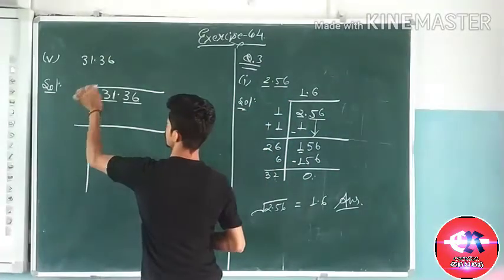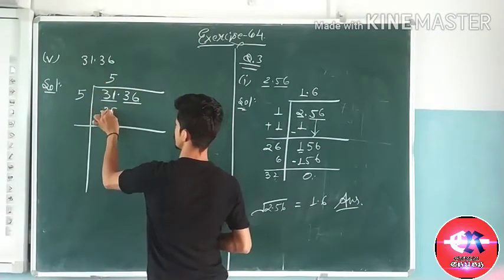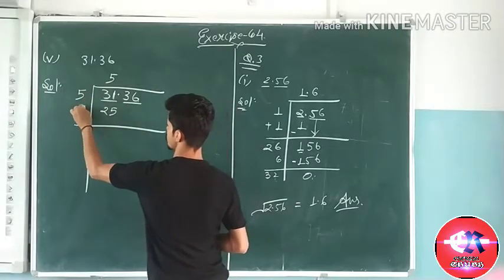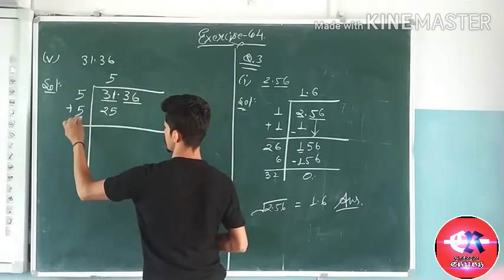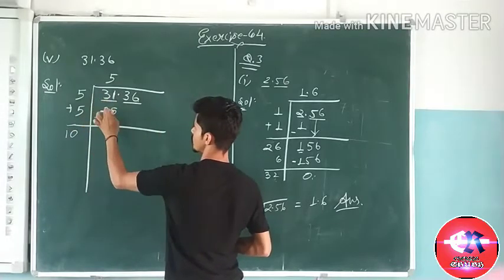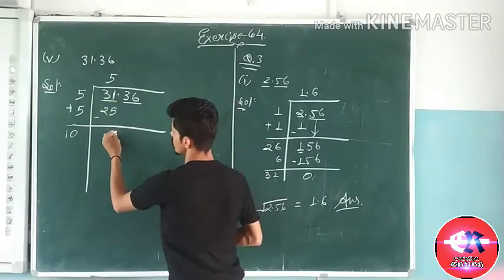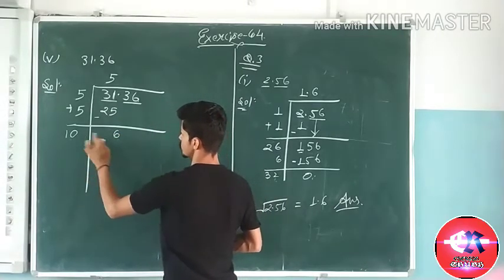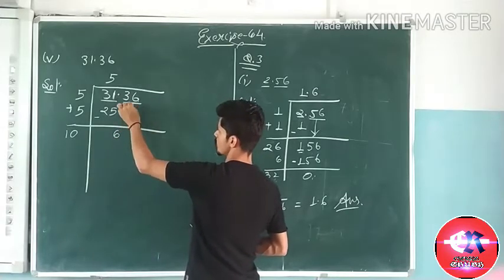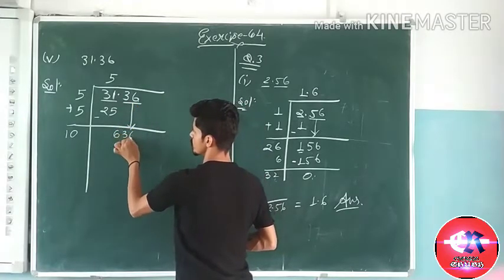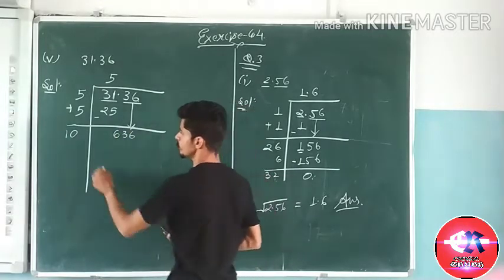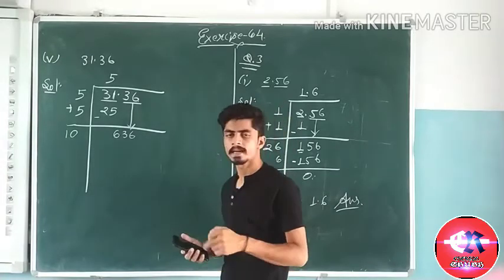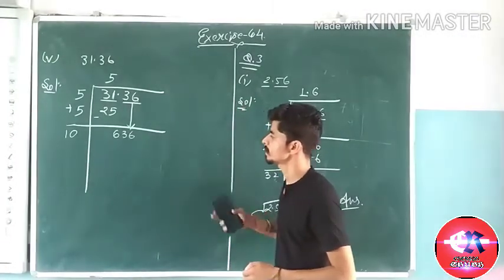36 is more than 31, so we have to take 5. 5 5 is 25, the square of 5 is 25. Now whatever number we have taken here, we have to add that number to itself, so it becomes 10. Now 25 will be subtracted from 31, we get 6, and 6 is less than 10, so we have to take another pair. So 36 will come down, so we get 636 here. Now we have to take a number after 10 which, multiplied by that number, gives 636.